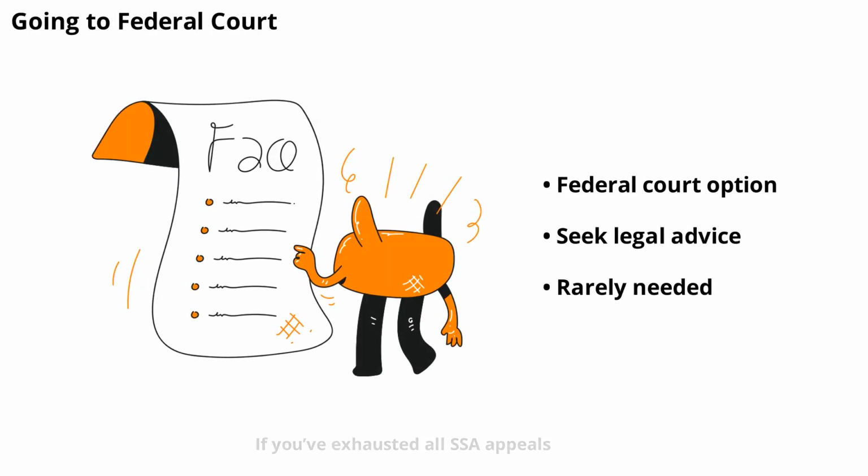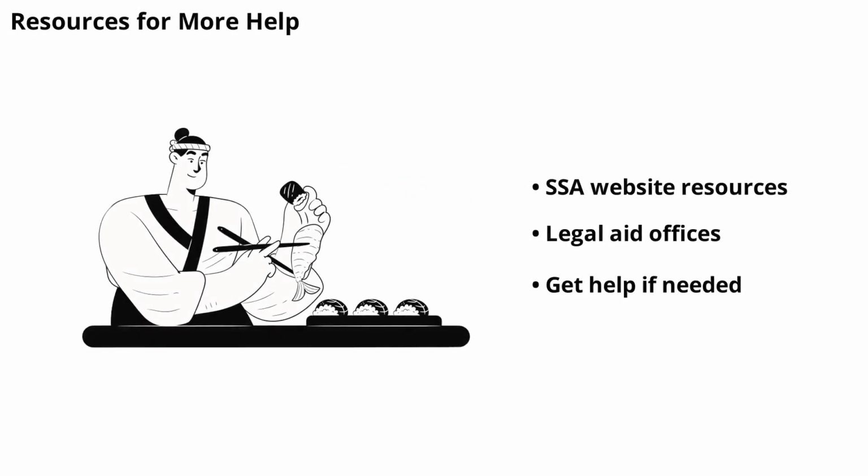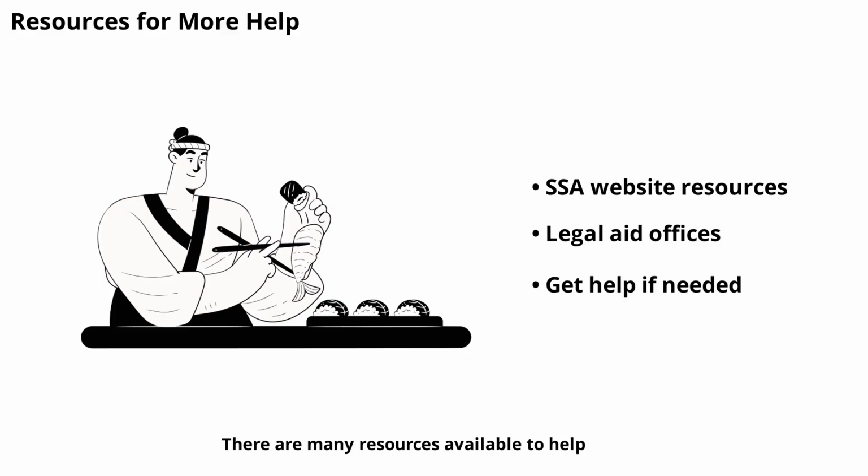If you've exhausted all SSA appeals and still disagree with the decision, you have the right to take your case to federal court. This is a complex process, so it's best to seek legal advice before proceeding. Most people resolve their cases before reaching this stage. There are many resources available to help you with Social Security overpayments and waiver requests. The SSA's website has forms and guides, and local legal aid offices can provide free or low-cost assistance. Don't hesitate to reach out for help if you need it.